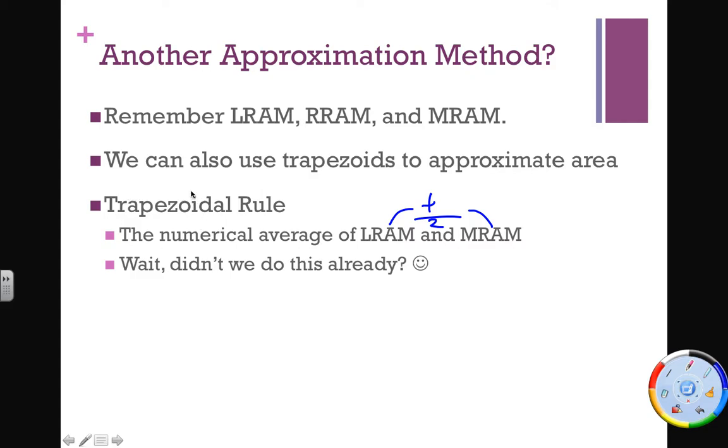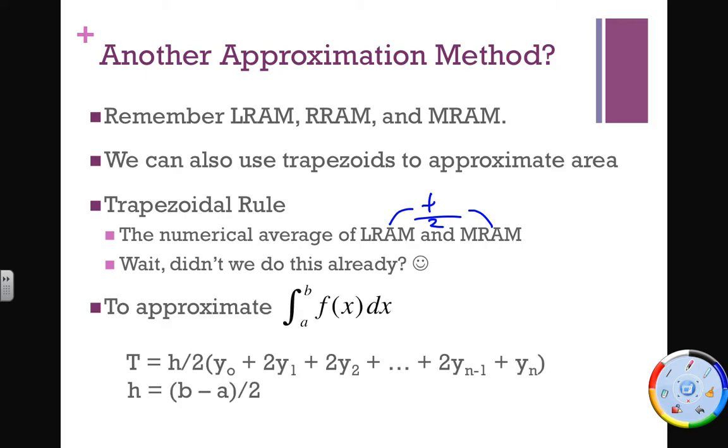And there's a very, I'm going to say simple, but it's not going to look simple, formula in order to do this. And I'm going to show you this here, but then I'm going to show you on the next page where this comes from. All right, so if we want to approximate the integral of this function from a to b, we could say, okay, T being trapezoid area, the area is going to be approximately equal to h over 2 times y sub 0 plus 2y sub 1 plus 2y sub 2 plus and so on, all the way out to y sub n.